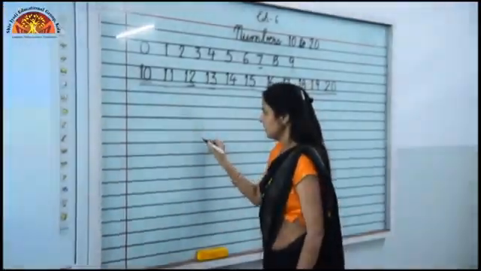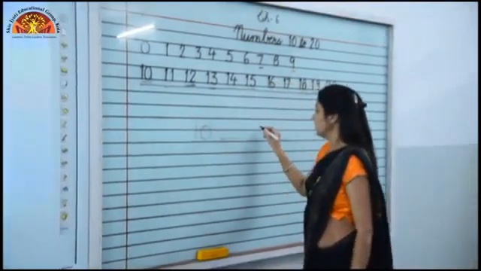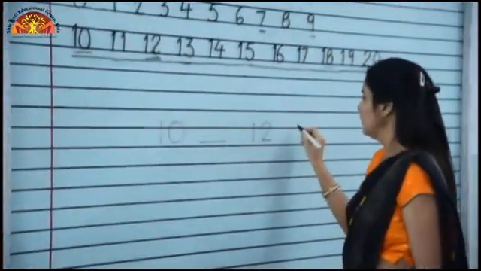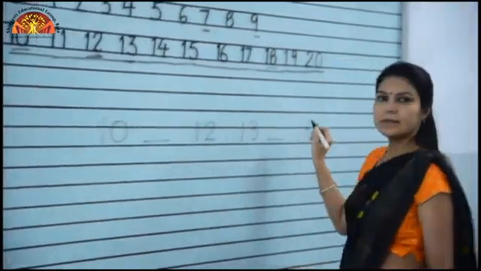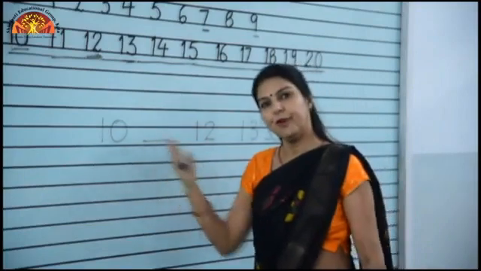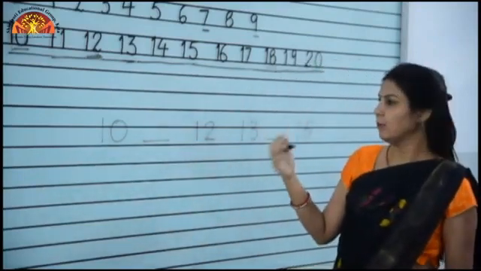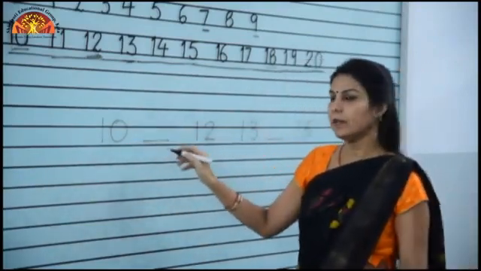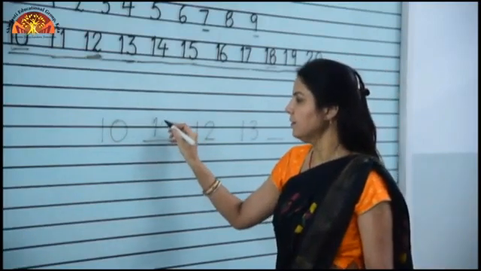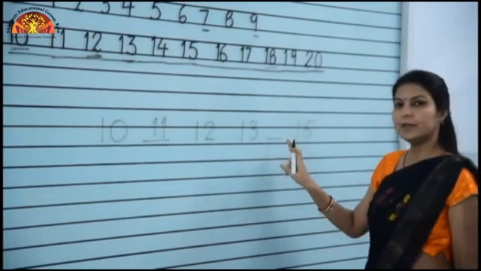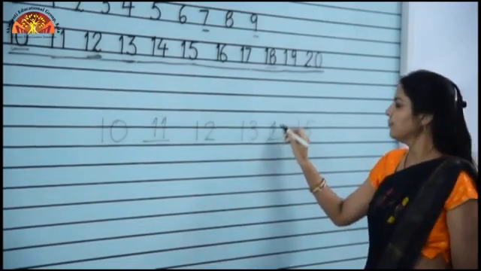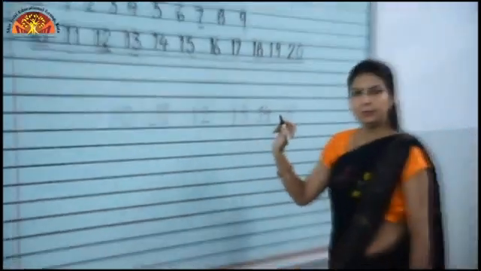10 is written, then a blank. We have to complete this counting. So we have to move forward. हमें आगे बढ़ना होगा in counting. So after 10 what will we write? We will write 11. 12 is written. 13 is written. Then what will you write? You will write 14. I hope you have understood and you know the counting very well.